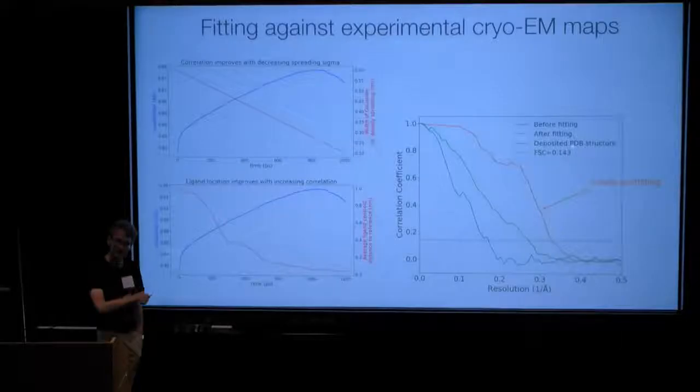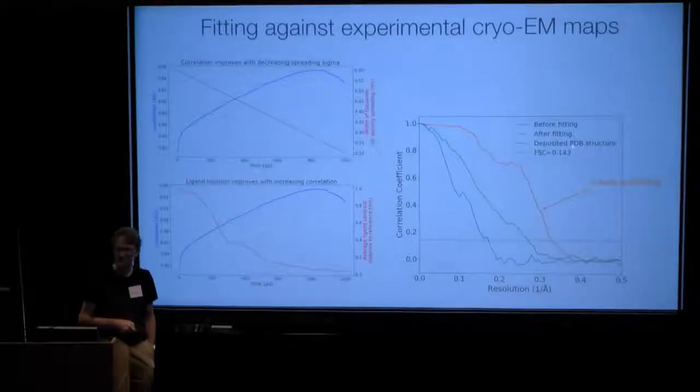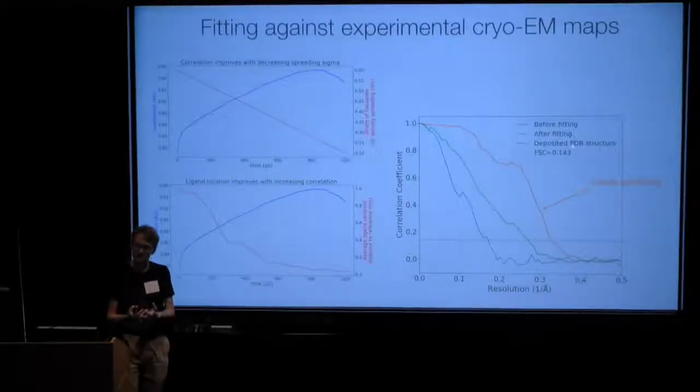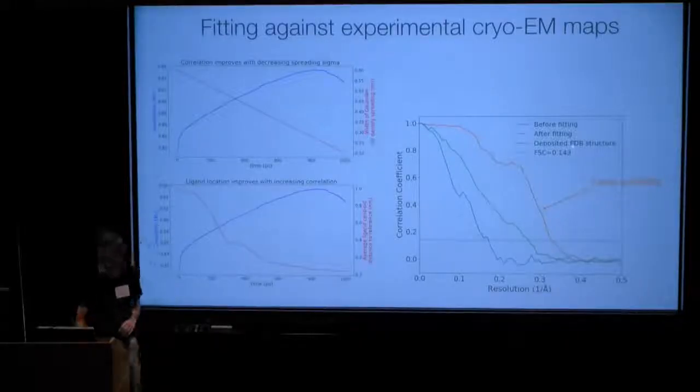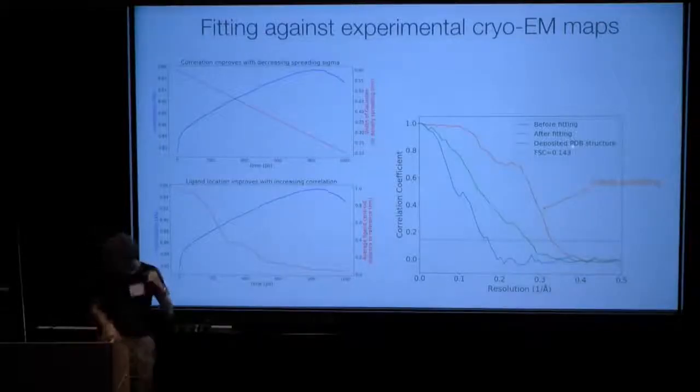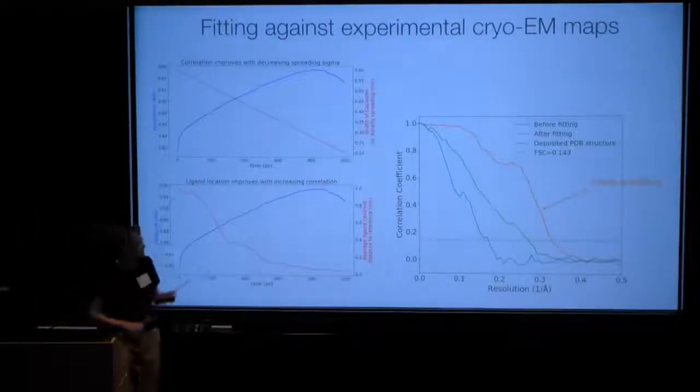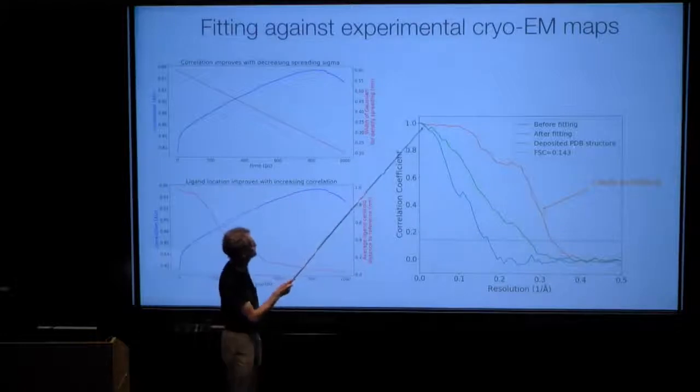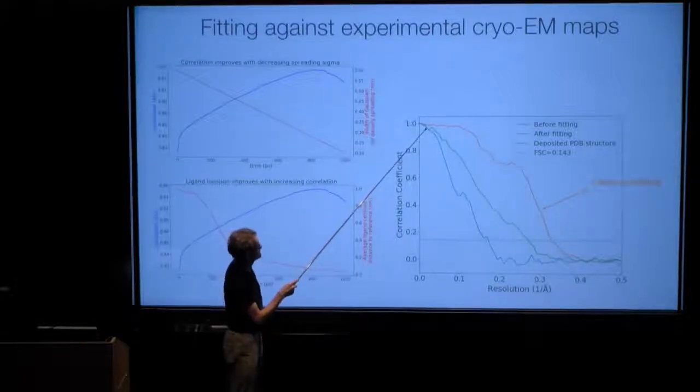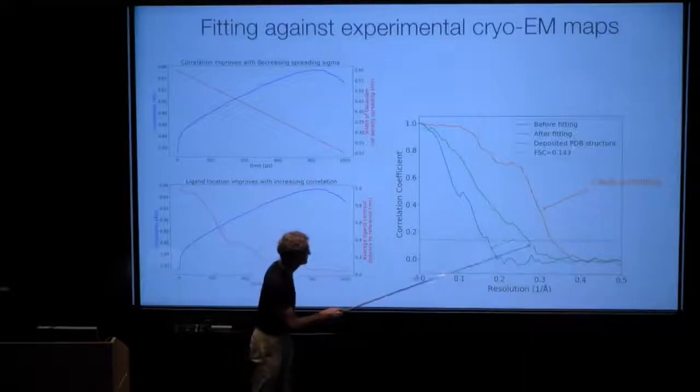I can do exactly the same thing against experimental maps. So now rather than having a synthetic map from the PDB file, I now apply the experimental map. This works really well too. In some ways, I think it might work a little bit too well. So the green FSC curve here would be the FSC between the PDB file and the density generated from the experimental PDB file and the experimental density in the map.